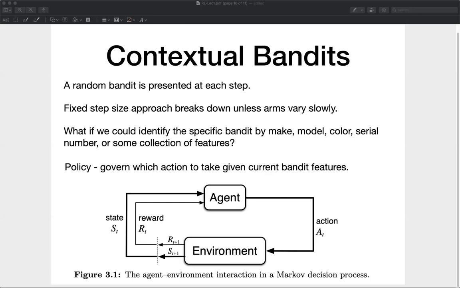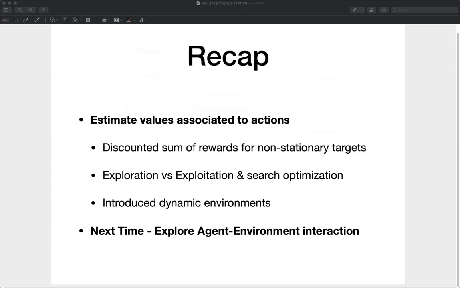So here I open up the floor. Please ask me questions. And if there's some time, we can talk about some of the more technical aspects.